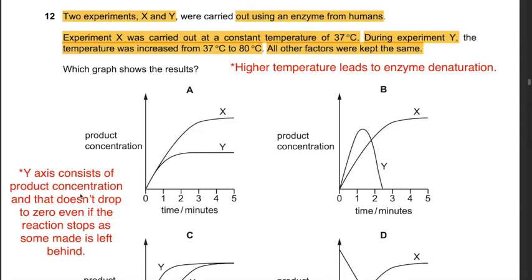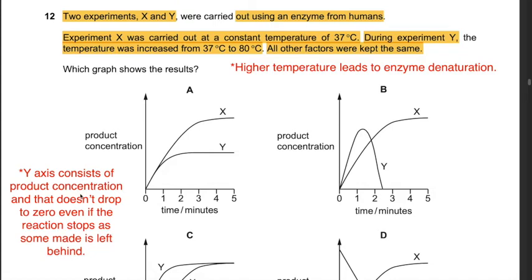2 experiments were carried out using the same enzyme from humans. However, the experiments were kept at 2 different conditions. One was kept at 37 degrees Celsius, which is a normal body temperature, and the other is kept at 80 degrees Celsius, which is a very high temperature, hence leads to enzyme denaturation, as enzymes do not work at such high temperatures. They are asking which graph shows these results.